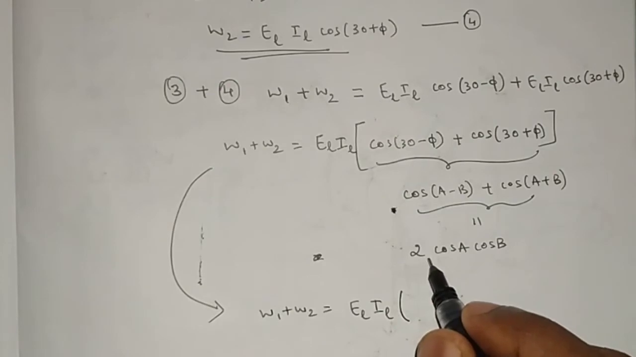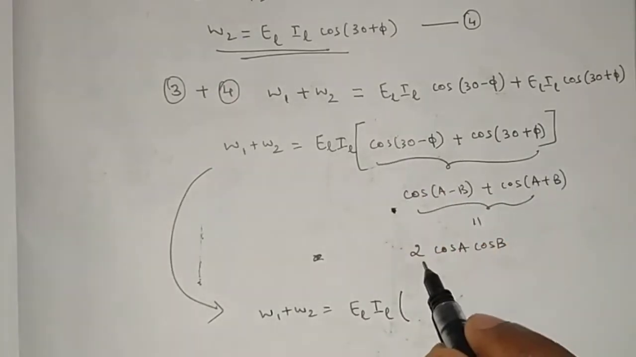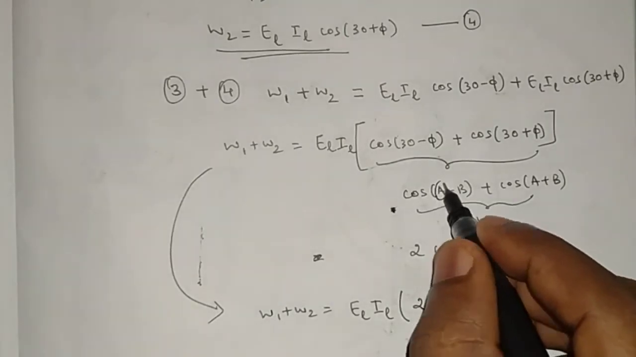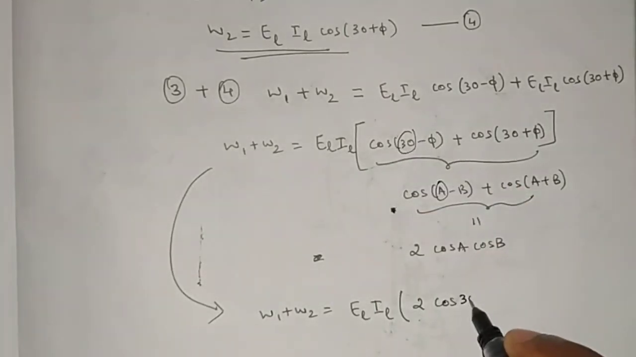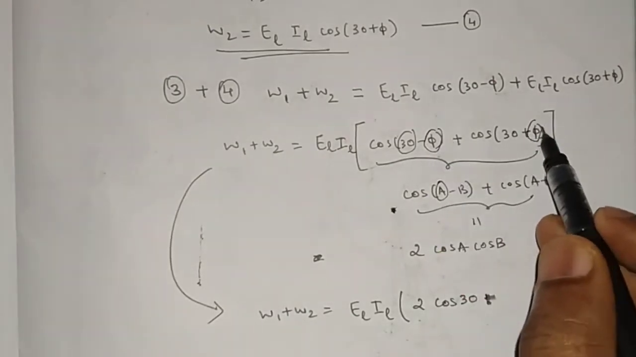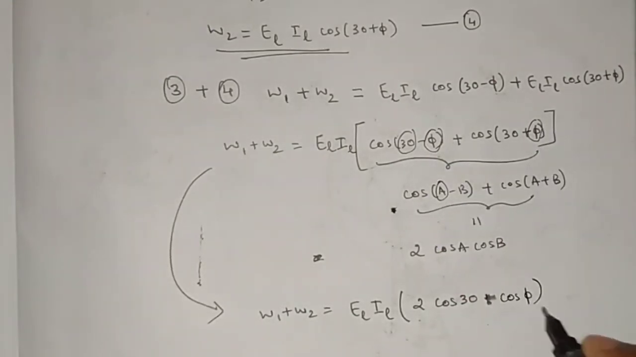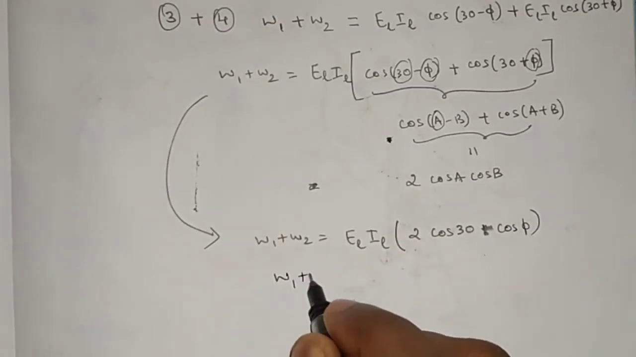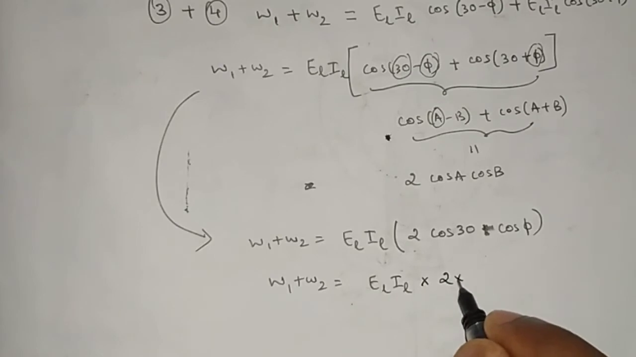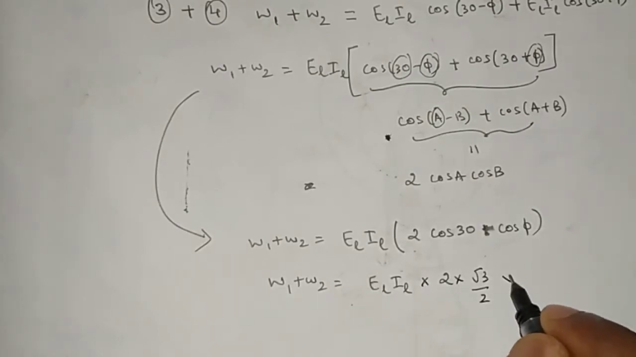I'll open the bracket. So in the place of this, I'm going to substitute the formula 2 cos A cos B. So 2 times cos A is nothing but in the place of A you have 30. So A is 30, so cos 30 into cos B. So B is nothing but phi, so cos phi. I'll simplify this. I'll get W1 plus W2 is equal to EL IL into 2 into cos 30, which is nothing but root 3 divided by 2, into cos phi.